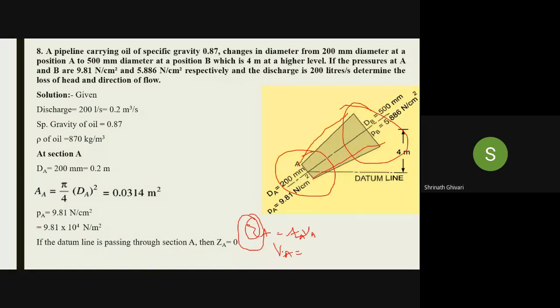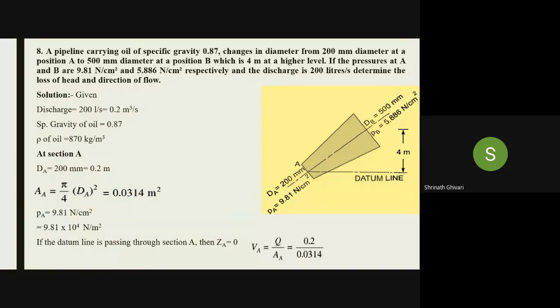Tell me the answer for VA. Fast. Just divide 0.2 divided by 0.0314. That gives 6.36, 6.3. Let us see. Yes, 0.2 divided by 0.0314.